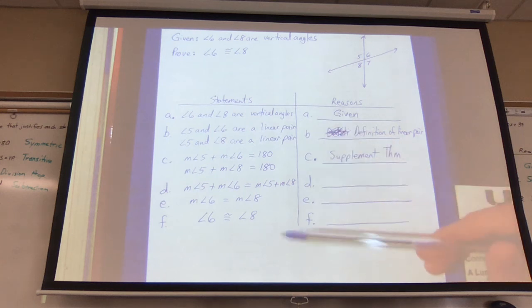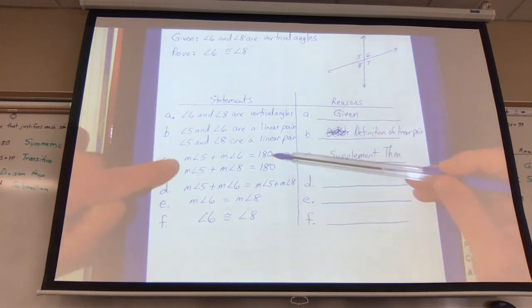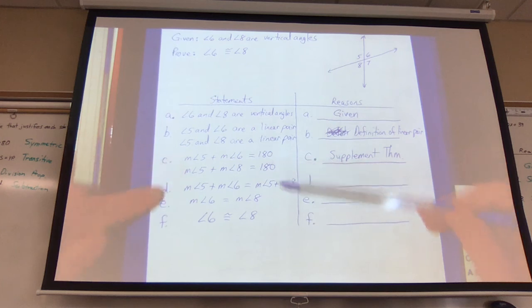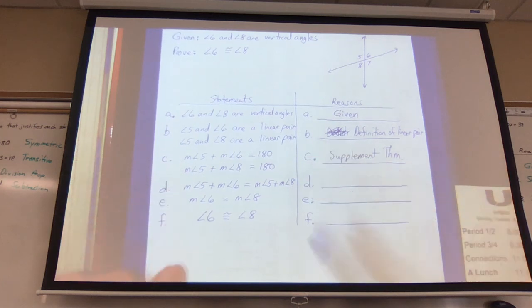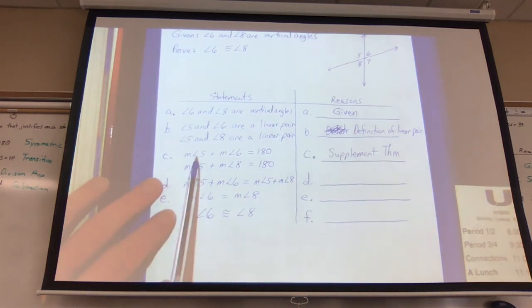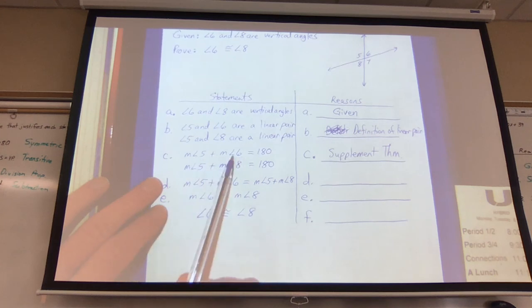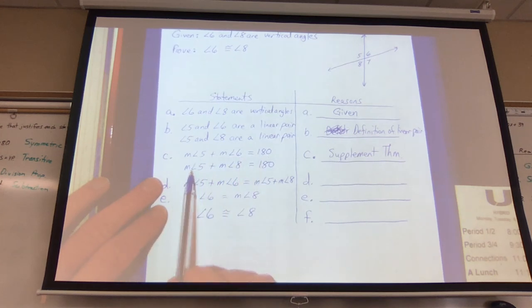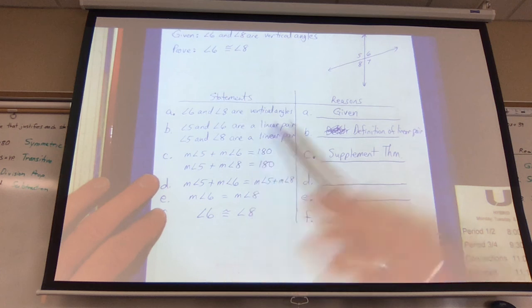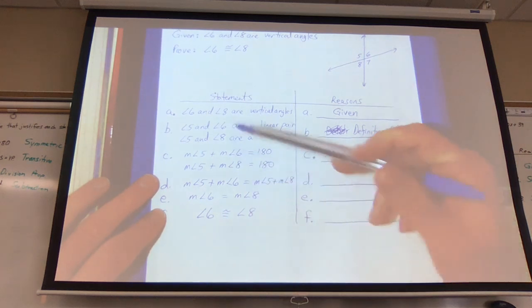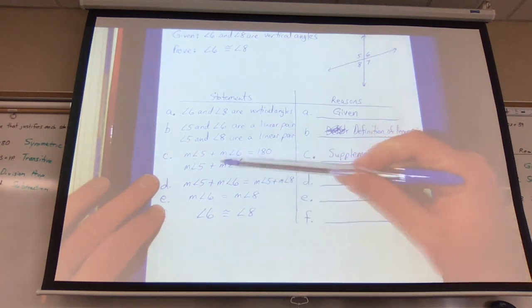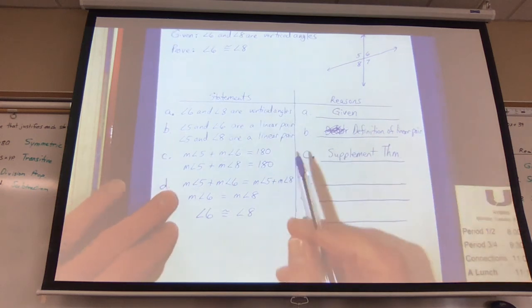Now, from step C to step D, in step C, we've got 2 separate equations. In step D, we make it 1 equation. Here's what's happening in step D. We have angles 5 and 6 equal to 180, and we have angles 5 and 8 equal to 180. They're both equal to 180, which is going to make them equal to each other. We're going to call this the substitution property.